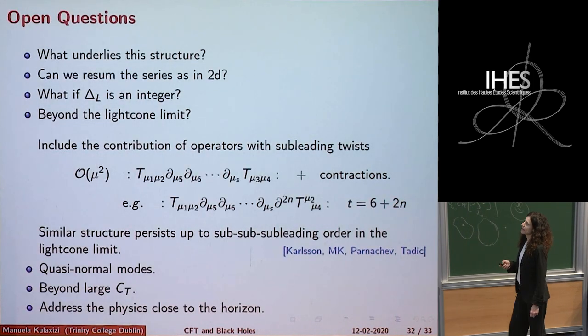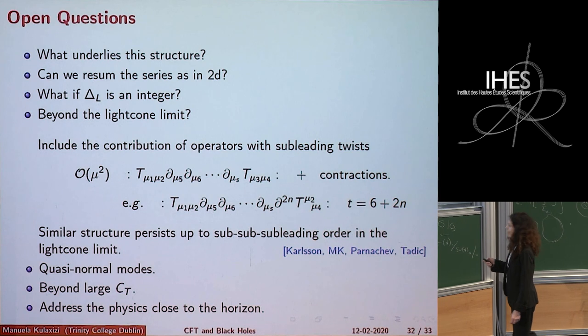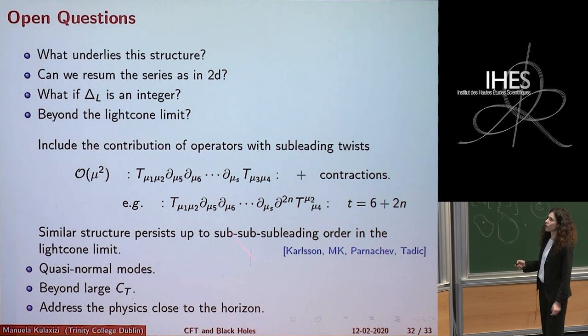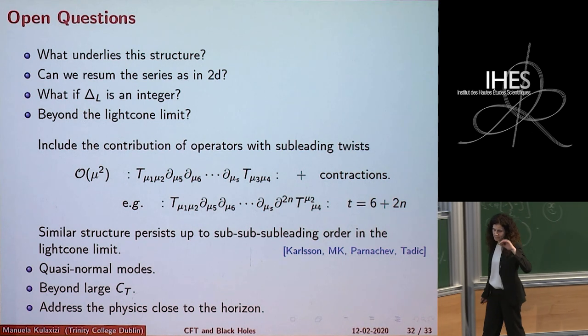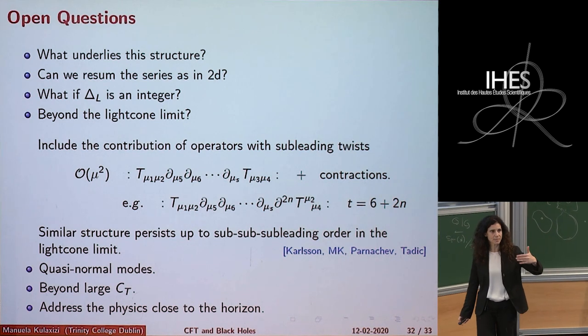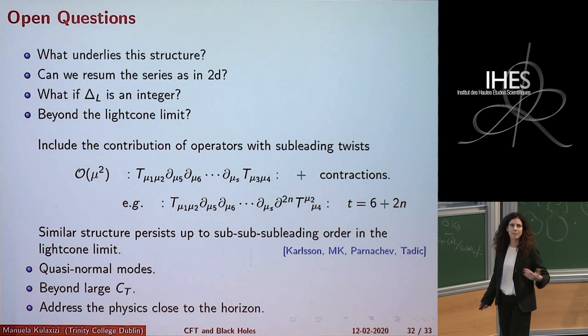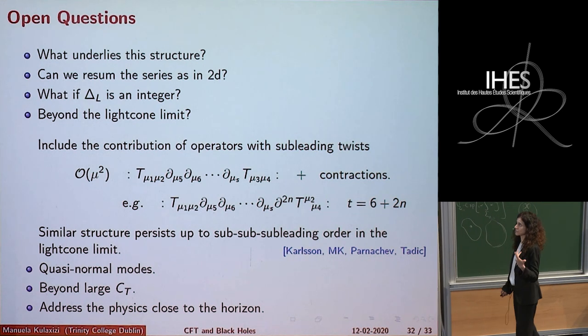So that has not been done yet. Now, another question is whether you can go beyond the light cone limit. What I mean by that is we computed the leading term in the expansion of z bar going to 1. What about the subleading or sub-subleading, or how does it work?